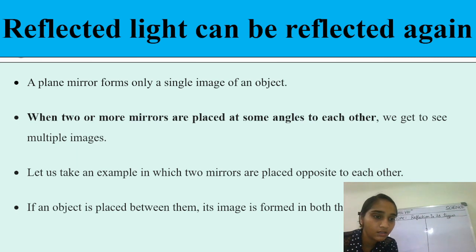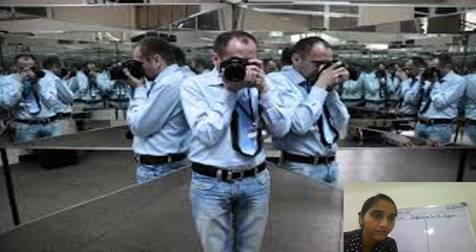Now students, let me show you something, and you have to identify which area this scene is from, like where you have seen this. Yes, you might have visited a fair where you have seen the mirror maze, right? There is a room in which so many mirrors are there, right? So how can you relate it now to the concept that reflected light can be reflected again and multiple images are formed?